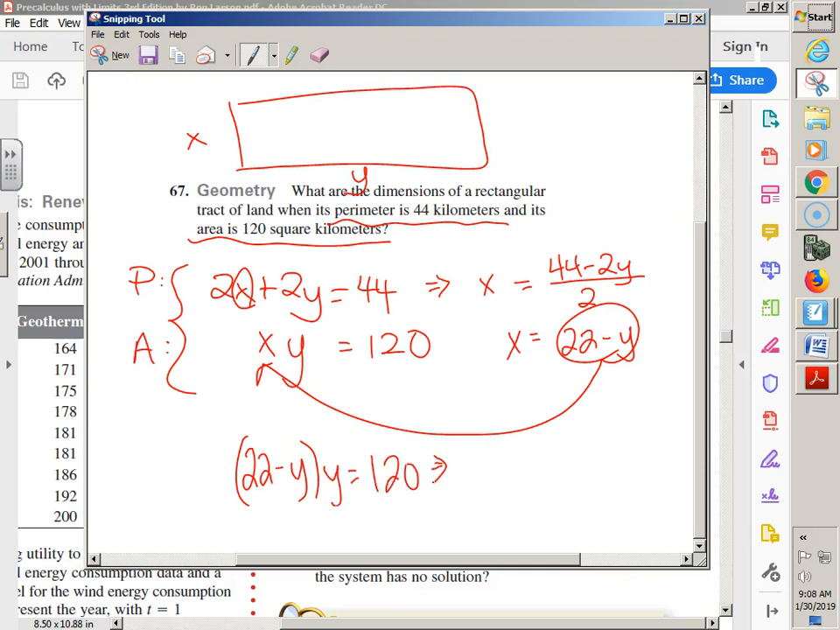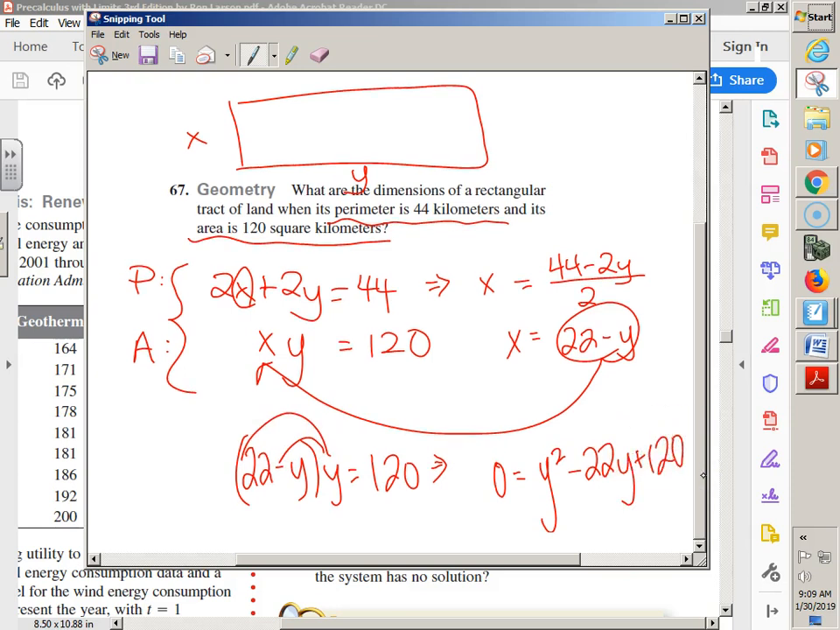What function is this going to end up being, guys? I see a quadratic too. It's going to be 22y moved to the other side, and then negative y squared moved to the other side. So once you distribute your y and move them all to one side, you should end up with the following. And what are we looking for? Factors, yeah? So with our 120 and our 22, what do you guys find for your factors? 10 and 12. Equals 0.